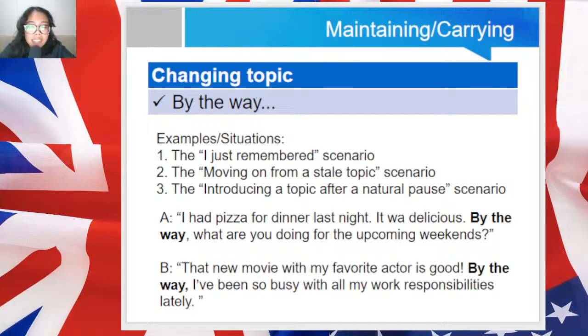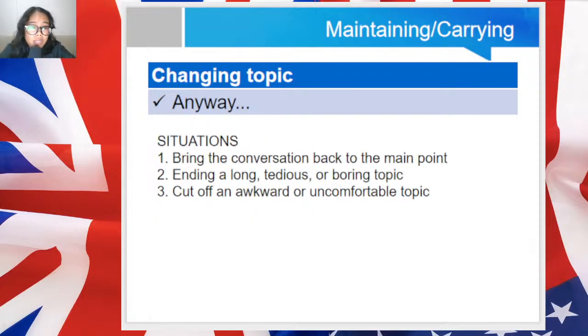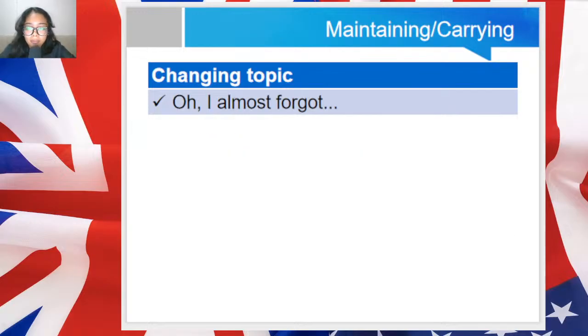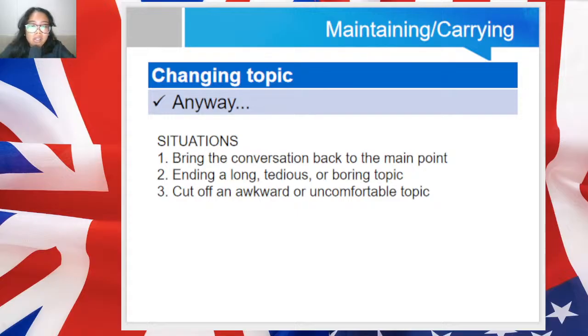Okay, let's practice this. I'm going to give you a scenario, and then I want you to use anyway to change the topic. Try to choose a new topic that fits the situation. Okay? Maybe a friend is telling you a very long and confusing story about a movie they saw. You want to move on. How would you say it? Using anyway.